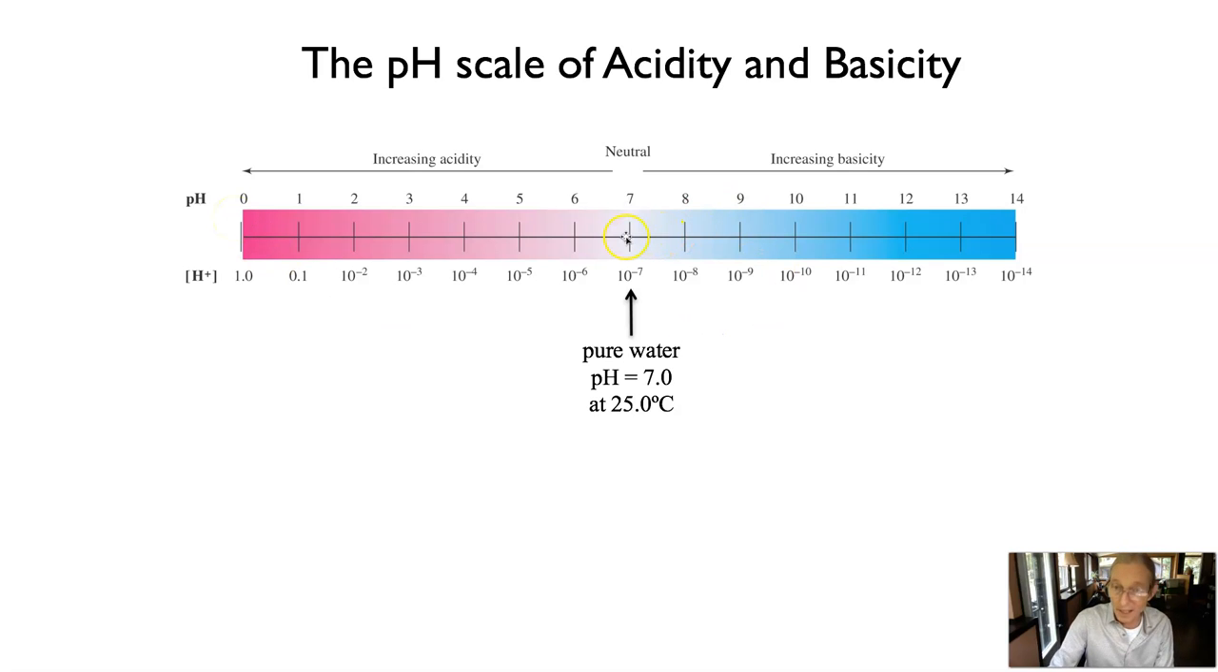Now, going the other way, we go above 7, so from 7 to 14, as we're increasing the pH here, the basicity of the solution is increasing. So in other words, the concentration of hydroxide ion here is increasing, which means the concentration of hydrogen ion is decreasing, as you can see, 10 to the minus 8, 10 to the minus 9, 10 to the minus 10, and so on. Right? So that's our pH scale.